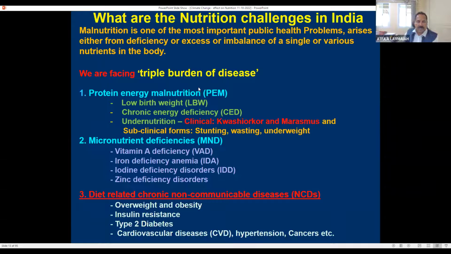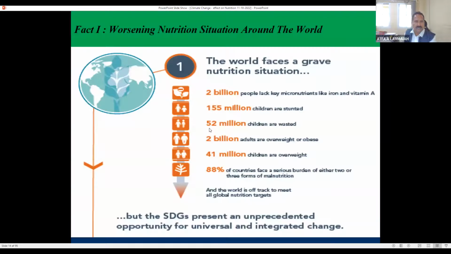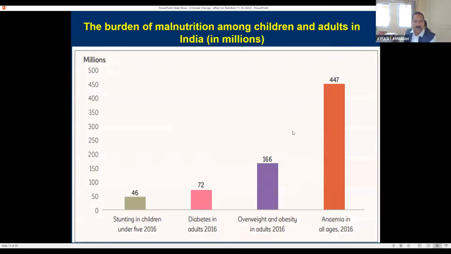I'm not going to talk much about overnutrition and climate change, but undernutrition and micronutrient deficiencies will definitely be affected by climate change, and these are the triple burden of diseases. This is the global scenario. Already 2 billion people are suffering from micronutrient deficiencies, one or the other, and 55 million children are stunted. Out of these 55 million, one-third are from India alone, and other problems are there.